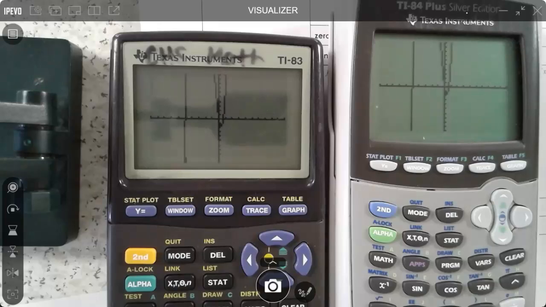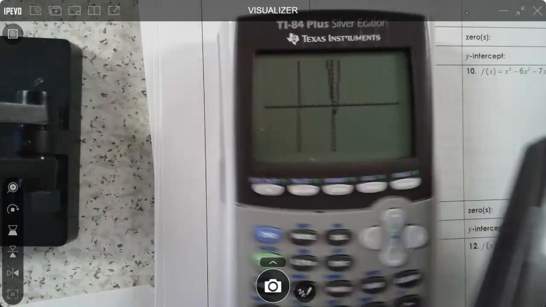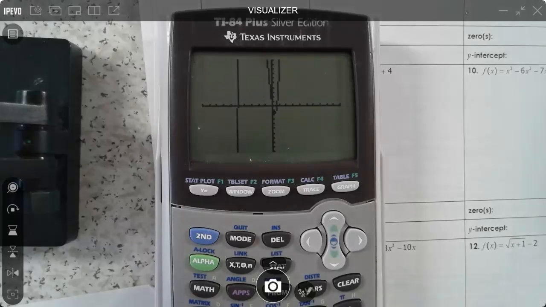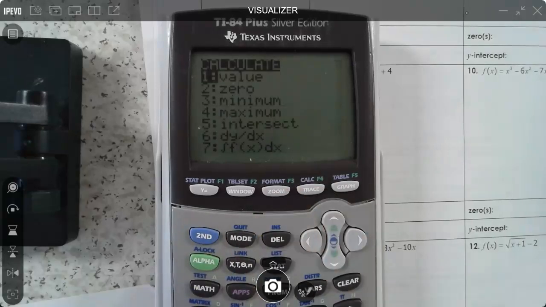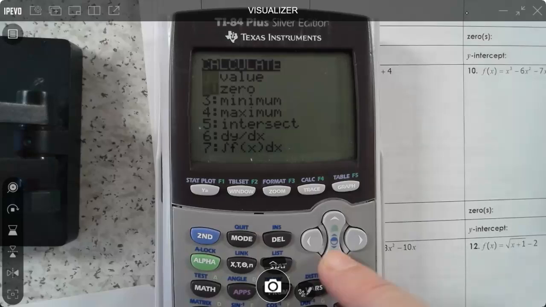Just as a refresher, and remember this is just a review because we did this all in Algebra 2. So just to remind you of what you do to calculate, I'm going to keep one of these up here. If I do second trace and I choose option number 2, everybody listen because you're going to have questions about option 2. So second trace and option 2 for zero.